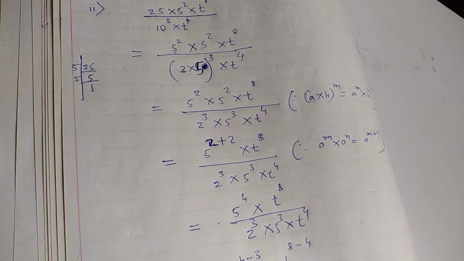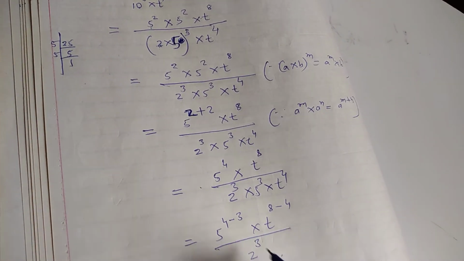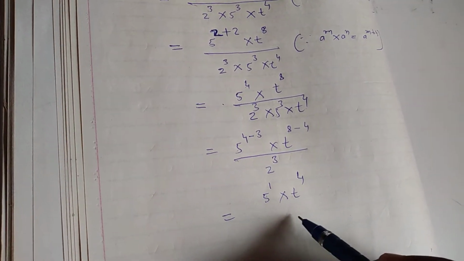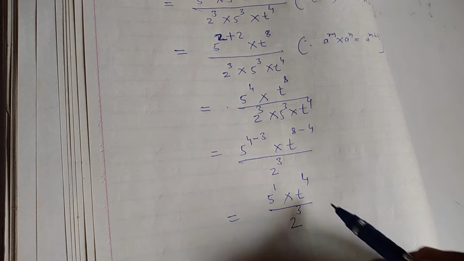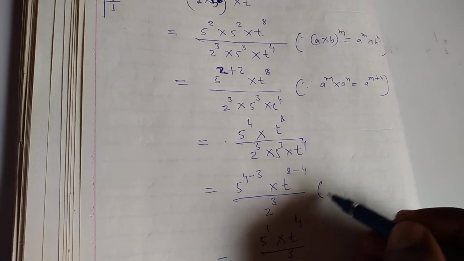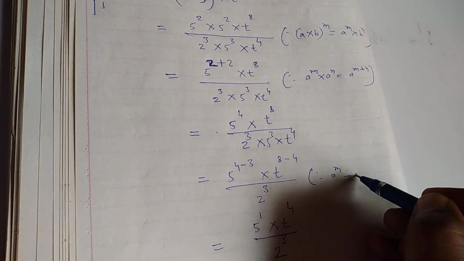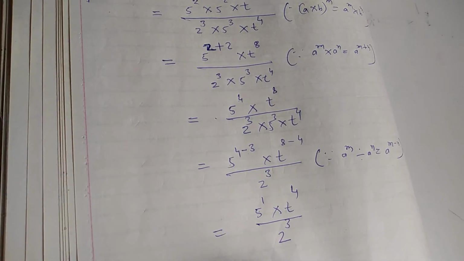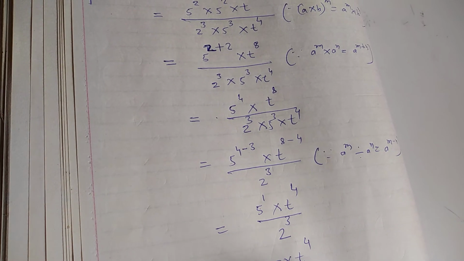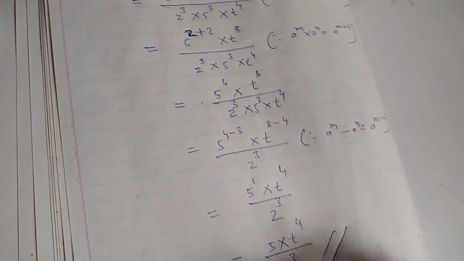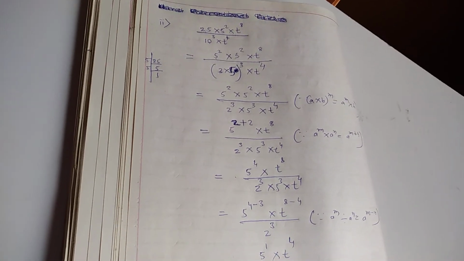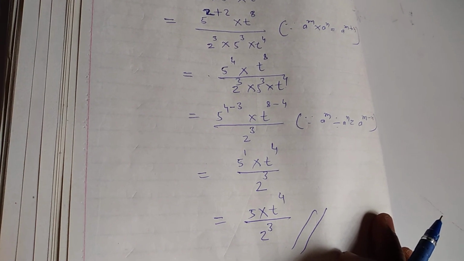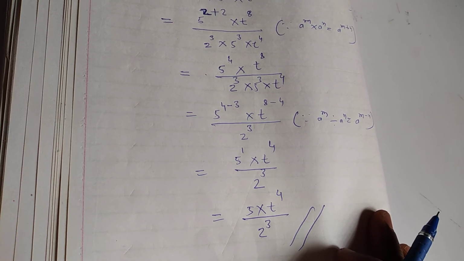So this one becomes 5 raised to 1, and this one becomes t raised to 4, and this 2 raised to 3 as it is. Here we have to write the reason: a raised to m divided by a raised to n is equal to a raised to m minus n. So 5 into t raised to 4 divided by 2 raised to 3 is the solution for this second question, students. So this is the solution for the last question of this exercise.